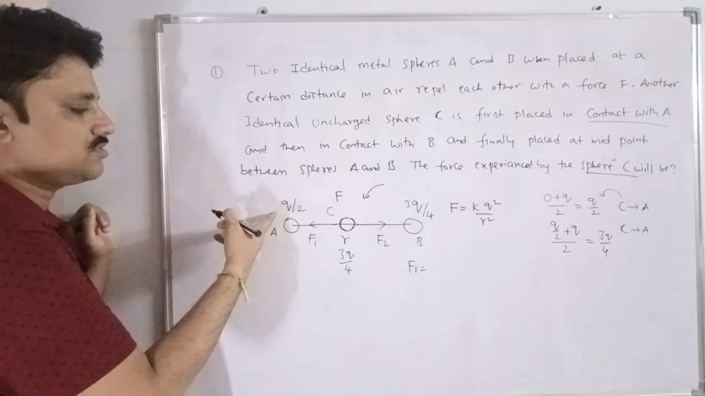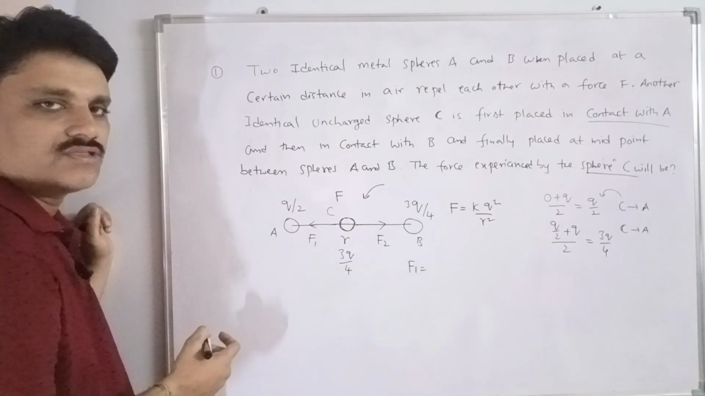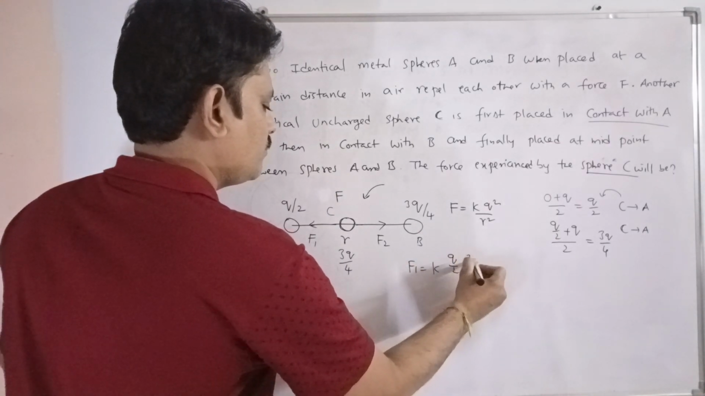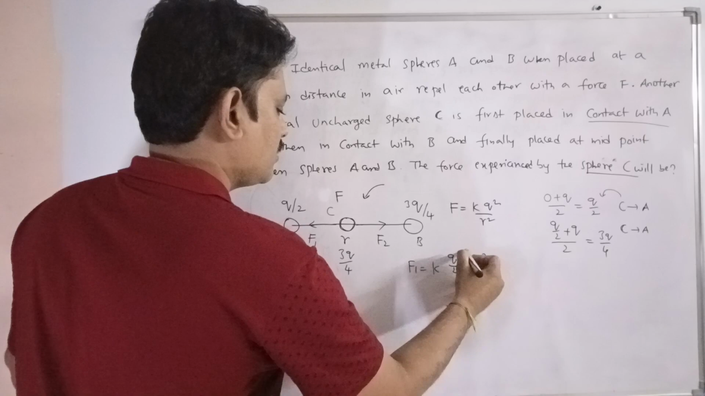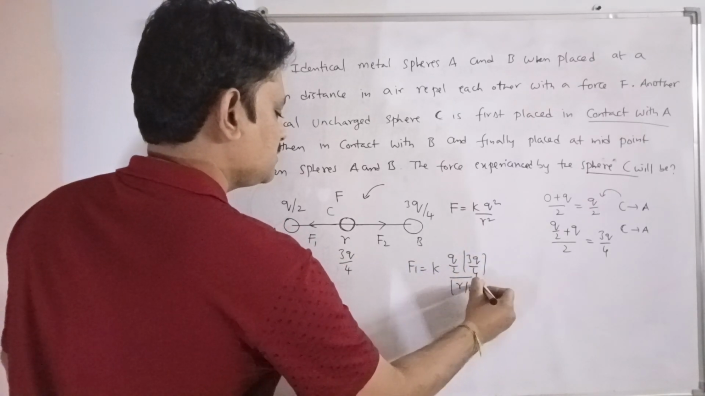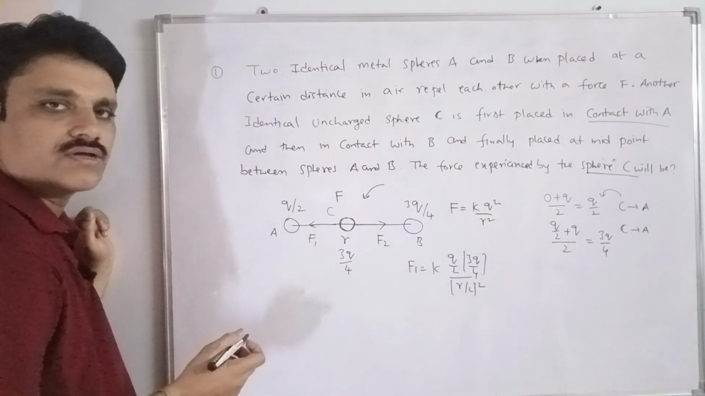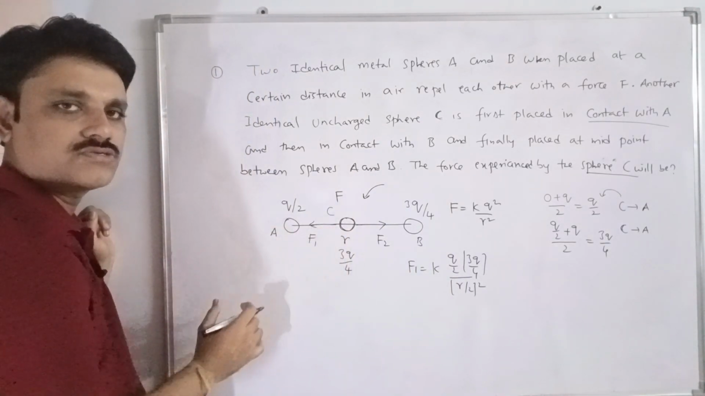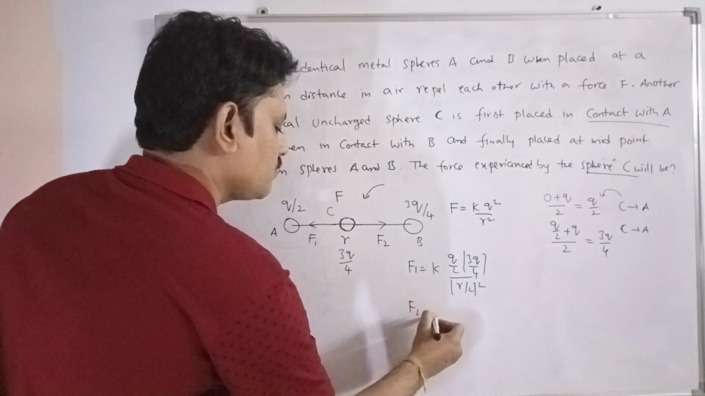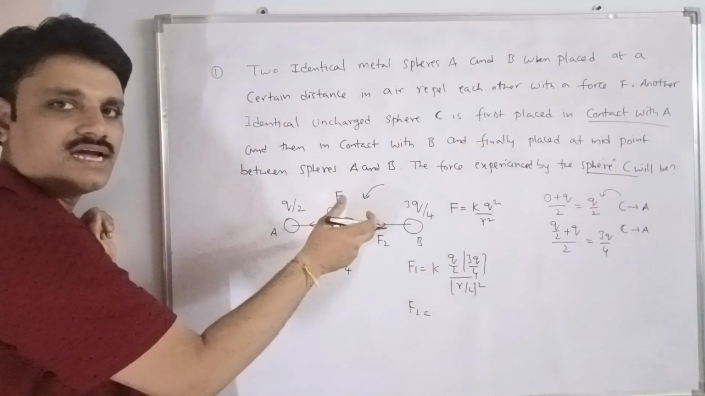So A charge is q by 2, C charge is 3q by 4, and the force is K into q by 2 into 3q by 4 by the distance r by 2 whole square. This is F1, the force acting between these two spheres. And next, F2 is the force acting between C and B.